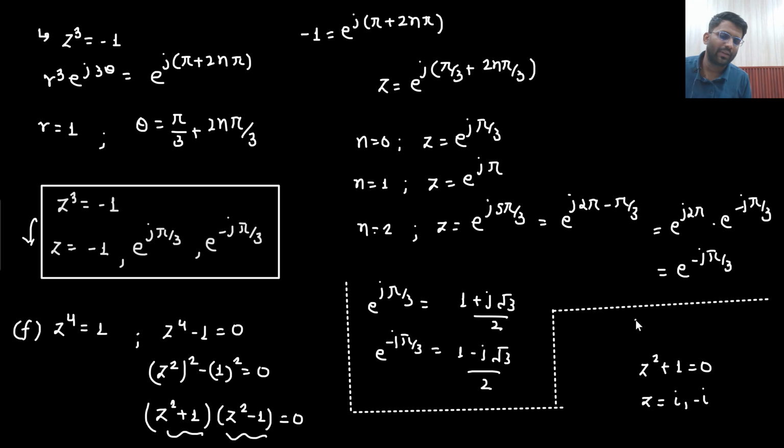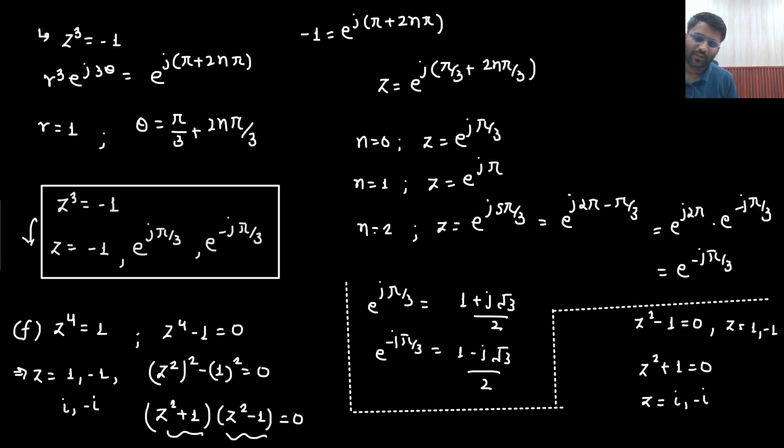And if z square minus 1 equals 0, then what will be the solution? 1 and minus 1, right? So what all solutions are you getting? When you solve this, we are getting 4 solutions, z equals 1, minus 1, iota and minus iota. These are the values of z we are getting. Right? Understandable?